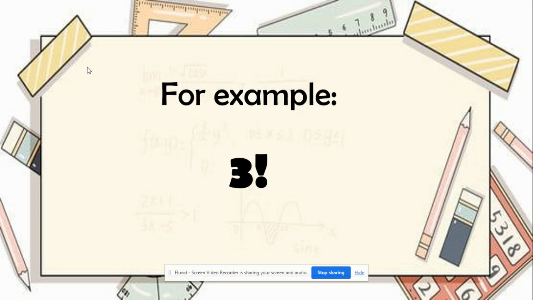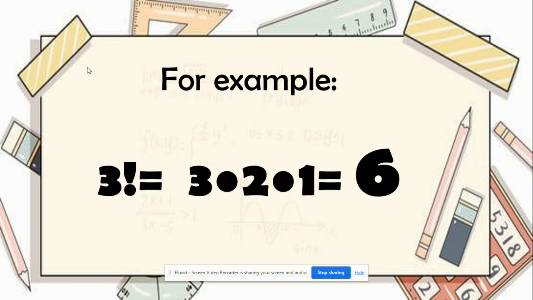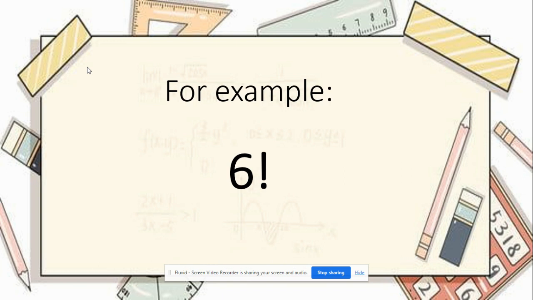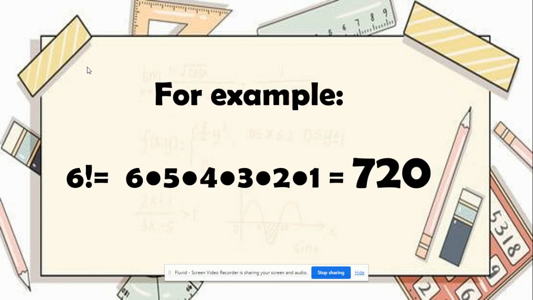Next example, the 3 factorial. When we say 3 factorial, if we are going to multiply it, we have 3 factorial is equal to 3 times 2 times 1, which is equal to 6. Another example is 6 factorial. So when we say 6 factorial, I have here 6 times 5 times 4 times 3 times 2 times 1. When we multiply those numbers, we have the answer 720.